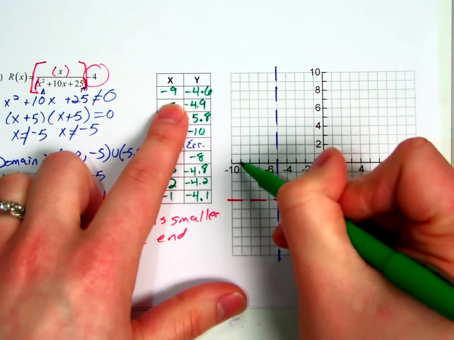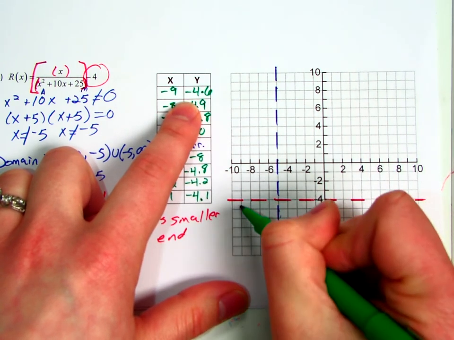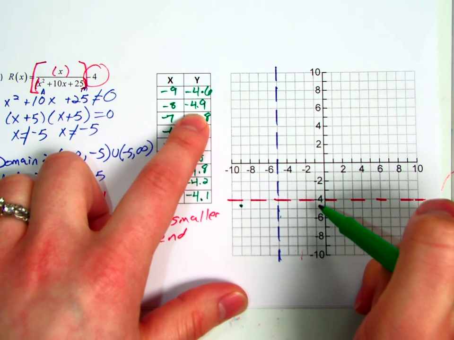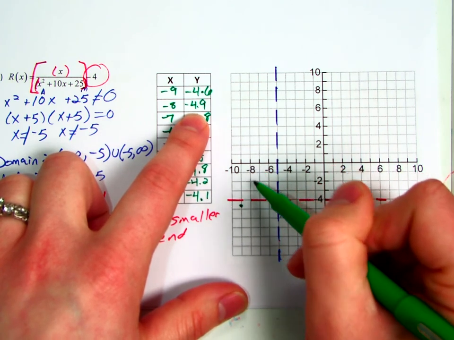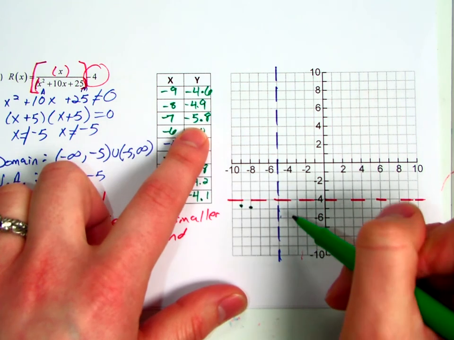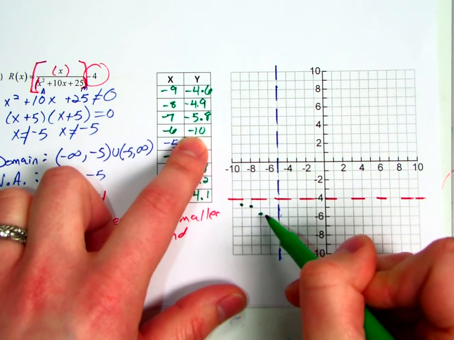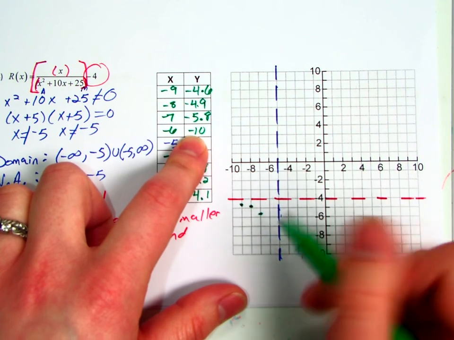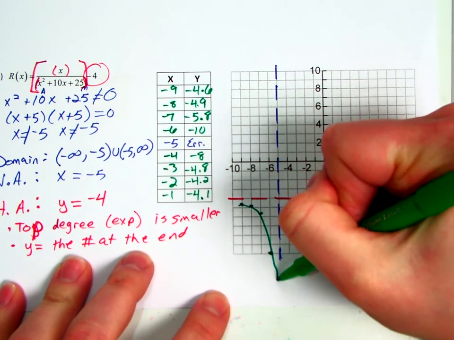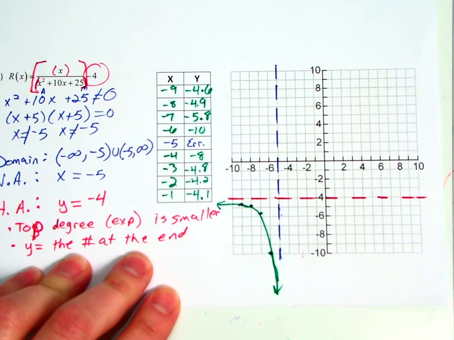So negative 9 and negative 4.6 is closer to 5 than it is to 4. Okay, negative 8 and negative 4.9, closer to negative 5. Negative 7 and negative 5.8 would be closer to 6. Negative 6 and negative 10 is here, so that tells me that we've got something like this happening, right?